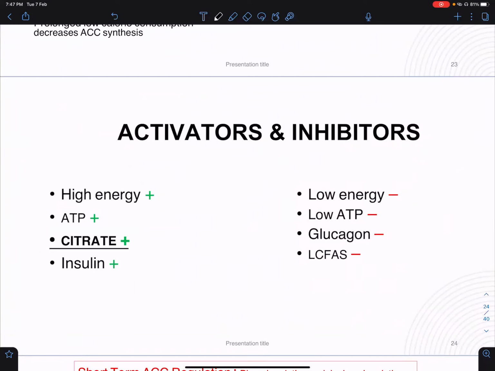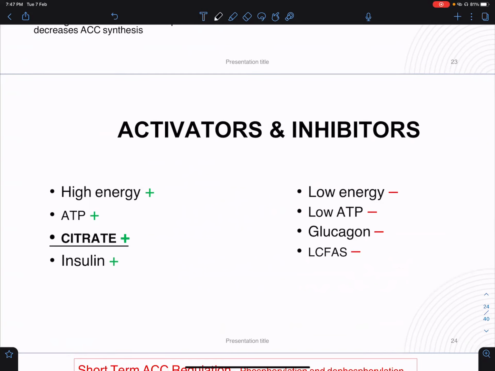Okay, so just a quick summary of everything. Activators is the high energy state, or in other words, high ATP, or in other words, high citrate, or in other words, insulin. But the main thing to keep in mind is citrate. Citrate is the main activator of this enzyme.